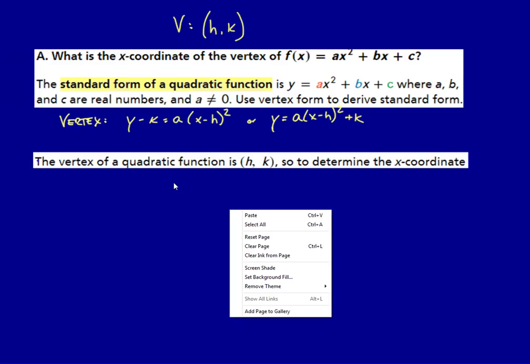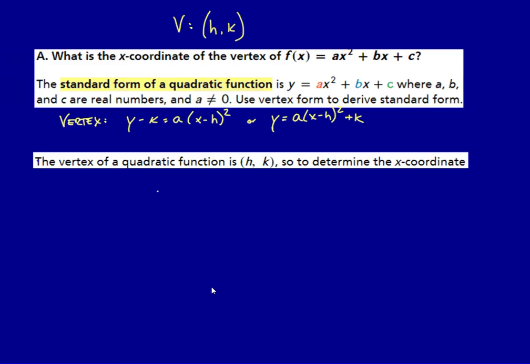Sorry about that abrupt stop. I got interrupted here in my room, but let's finish this. So the vertex of a quadratic function is h comma k. So to determine the x-coordinate, like I said, there's a nice little shortcut. The x-coordinate of the vertex, or h, will equal negative b over 2a. Now, where do b and a come from? That's the b and the a up here, out of y equals ax squared plus bx plus c.